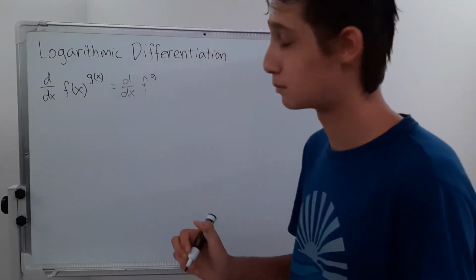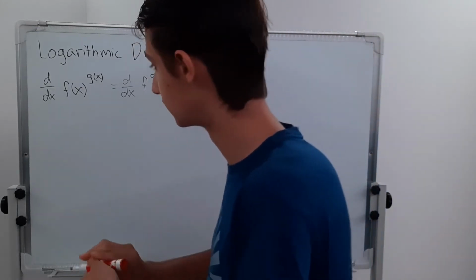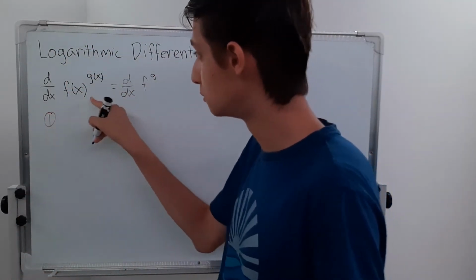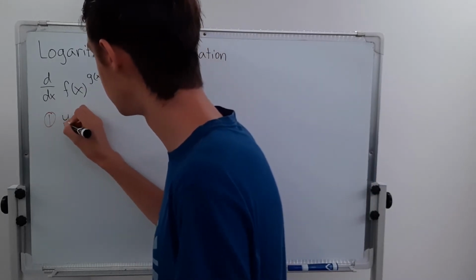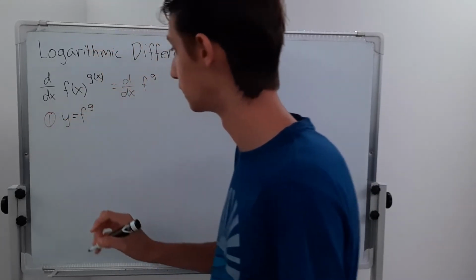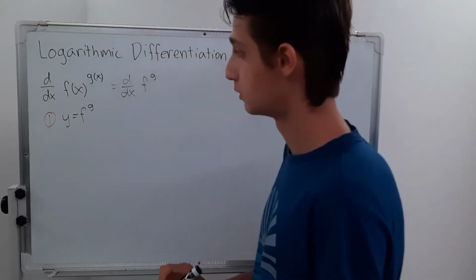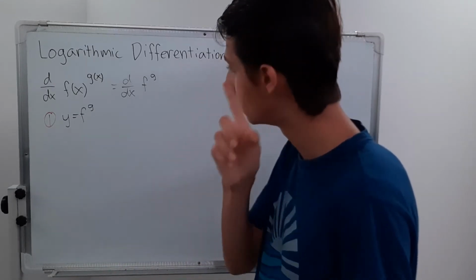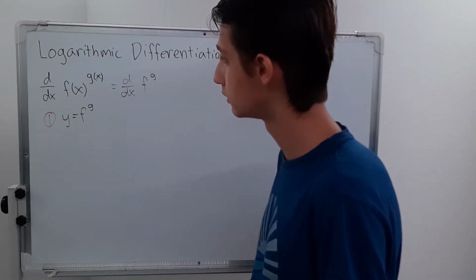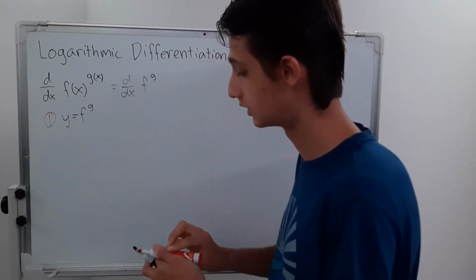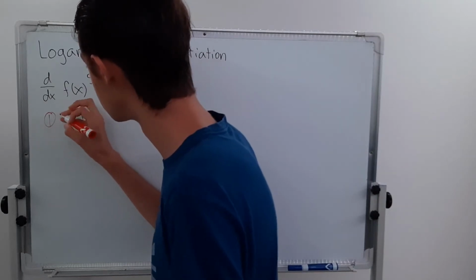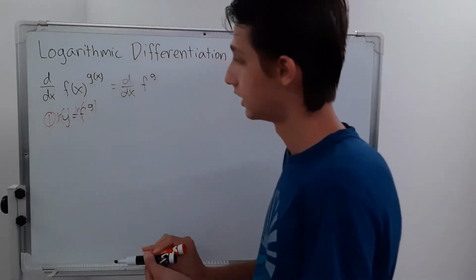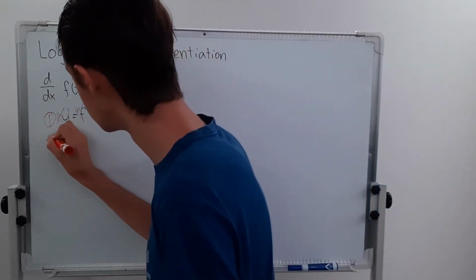So I'm going to put a step 1 right here. Your first step is to set your input to y. y is equal to f to the g. Okay, don't worry about the d dx for now. We'll go into that a little later, okay? Now, what we're going to do is take the natural log of both sides. So I'm going to apply a natural log here and a natural log here, okay? And so step 2 is your natural log.